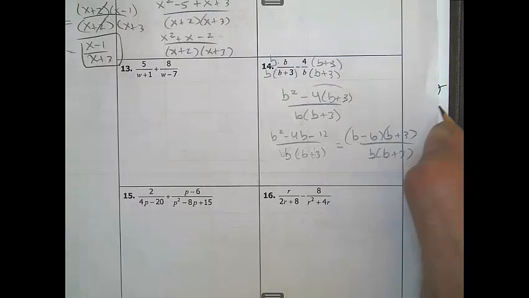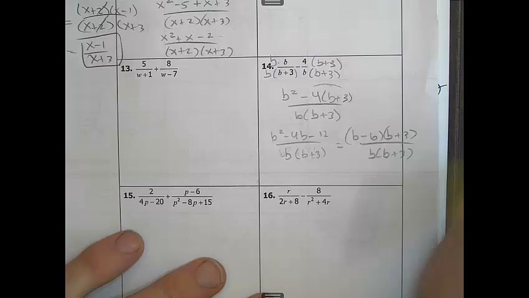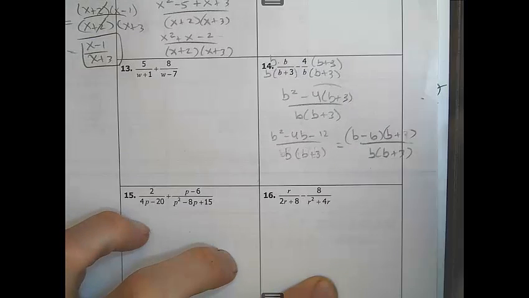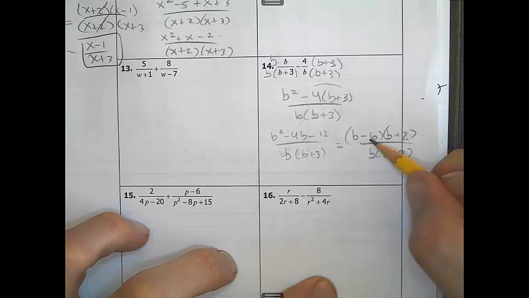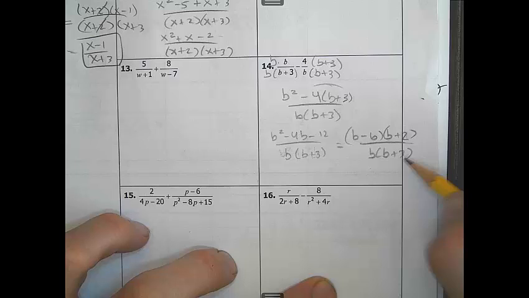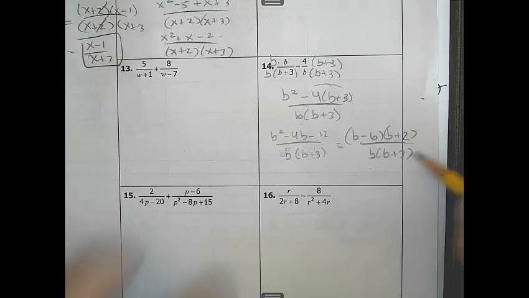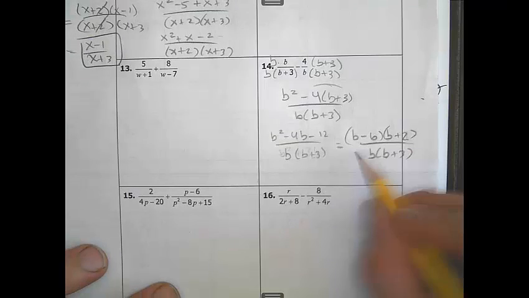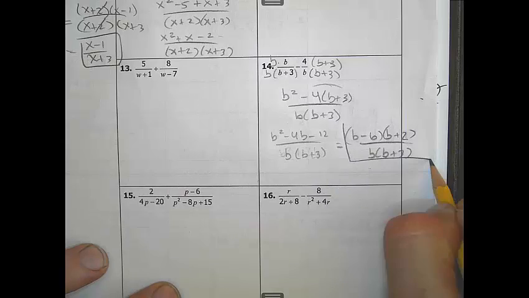Let's try that again. This would be a 2. Negative 6 times 2 is negative 12, and negative 6 plus 2 is negative 4. All right, so that works, but it doesn't look like there's anything for us to simplify here. There's no factors that cancel, so unfortunately that is our answer. It doesn't simplify.